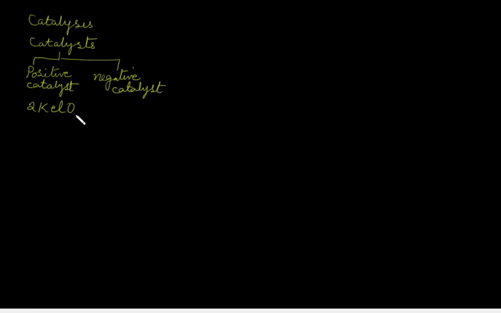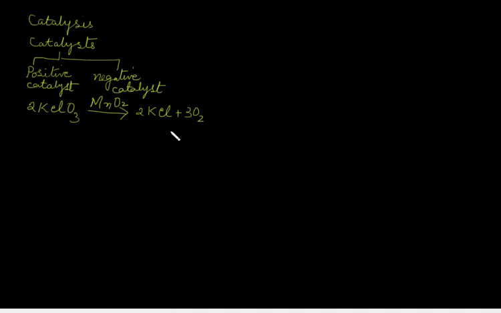Potassium chlorate undergoes dissociation to give potassium chloride and oxygen. This reaction is speeded by the presence of manganese dioxide, which is a catalyst. Manganese dioxide does not get used up in the reaction. After the reaction, the same amount of manganese dioxide can be obtained back. This is a case of positive catalysis.